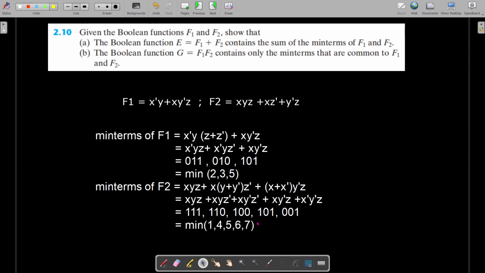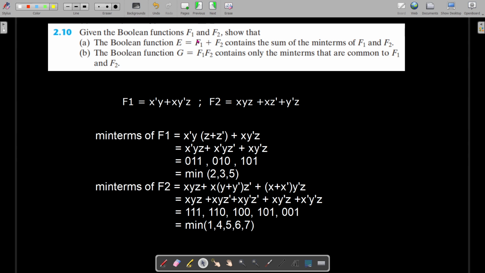Now we arrange it in ascending order as well as find the decimal value for this binary. So 001 is 1, then this is 4, and this is 5, this is 6, and this is 7. So we got these minterms for f1 as well as f2.